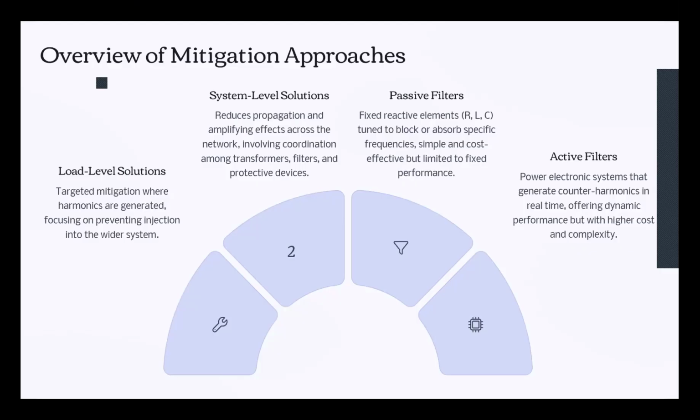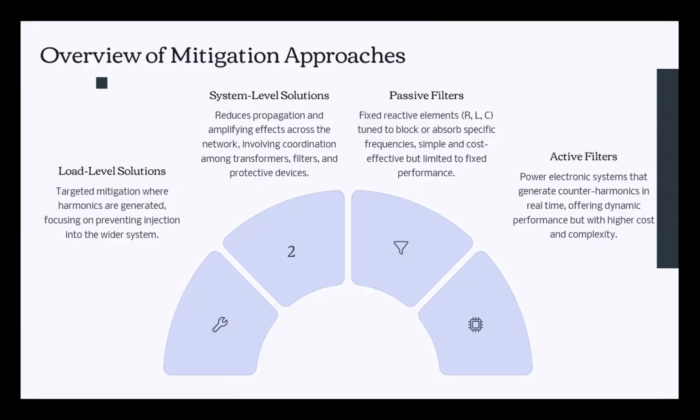Now, we have passive filters that use fixed reactive components, like inductors and capacitors, and they have a resistor to control the level of the current and the natural frequency of the system. They are tuned to block or absorb some specific harmonic frequencies. They are simple, reliable, and cost-effective, but work best for known, steady harmonic frequencies.